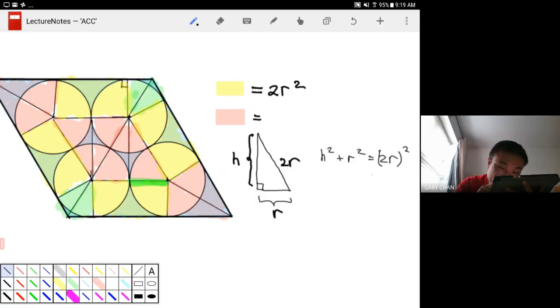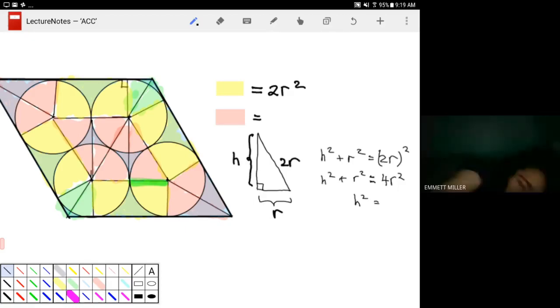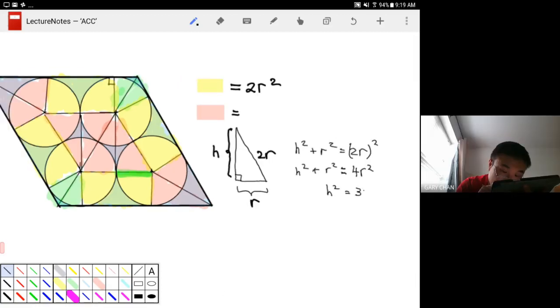If I do this, okay, let's look at the thing that's in parentheses there, 2r quantity squared. What is that? If I square 2r, it's going to be 4r squared, because it's 2r times 2r. And I have h squared plus r squared is equal to 4r squared. I'm going to subtract both sides by r squared. And if I do, I'll end up with h squared is equal to how much? 3r squared. And with that, I'm going to take the square root of both sides.